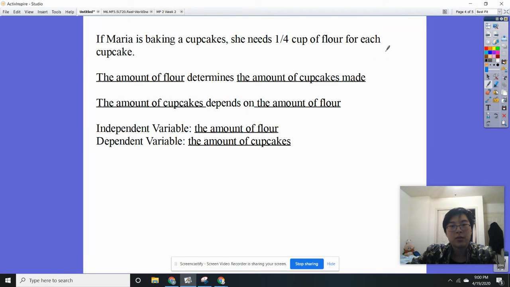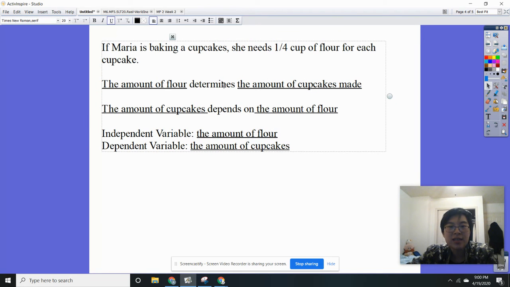All right, so situation number 1. If Maria is baking cupcakes, she needs 1/4 cup of flour to make each cupcake. The amount of flour she has determines the amount of cupcakes she can make. The amount of cupcakes depends on the amount of flour she has. So my independent variable is the amount of flour. My dependent variable is the amount of cupcakes. For example, the amount of cupcakes does not affect the flour. The flour is what affects the cupcakes.